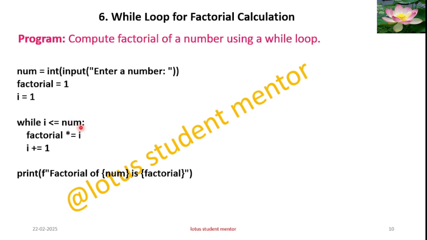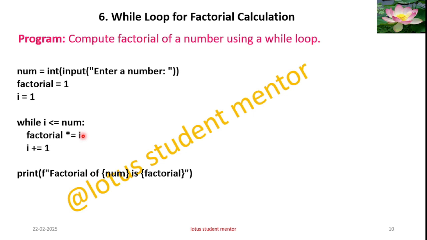Factorial, enter number is 3. If I is less than or equal to 3, factorial equals factorial times I. What is the factorial here? 1 times 1, that is 1, and this 1 will be stored here. Then the increment takes place, that is I equals I plus 1. Then what does it become? I becomes 2.